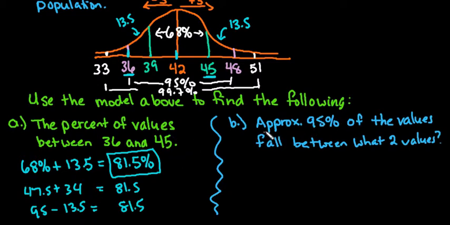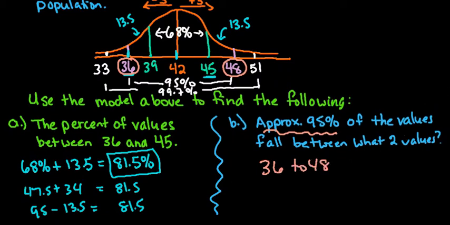All right, the next question asks us approximately 95% of the values fall between what 2 values. So this time they gave us a percentage, so they're just wanting us to use the values. So the 95% is from 36 to 48.